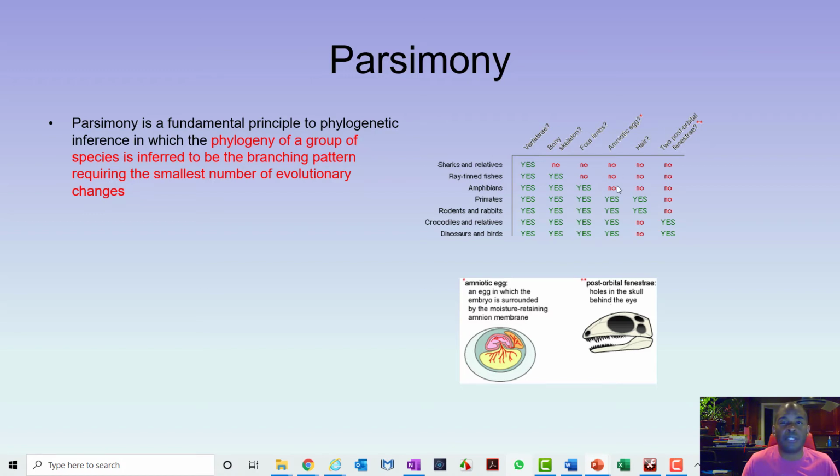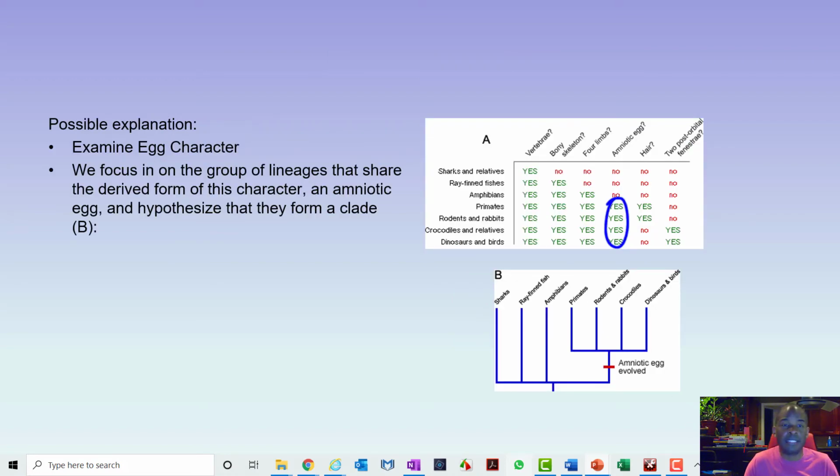Amniotic egg is a special egg. The chicken egg that you guys have, that's an amniotic egg. The fish eggs that you might see, those are not. So an amniotic egg has a yolk and several other features. Hair. The primates and the rodents and the rabbits all have hair, so we might group them together. The special eye bone structure, we see that with crocodiles and dinosaurs and birds. So we group them together. So this shared derived characteristic table, already I can see some commonalities. All right?